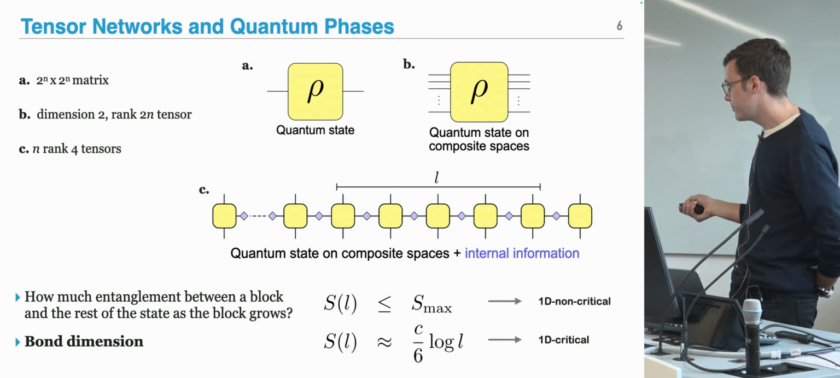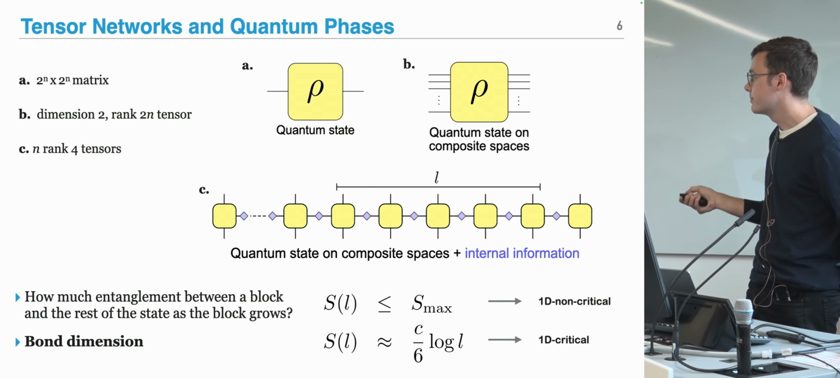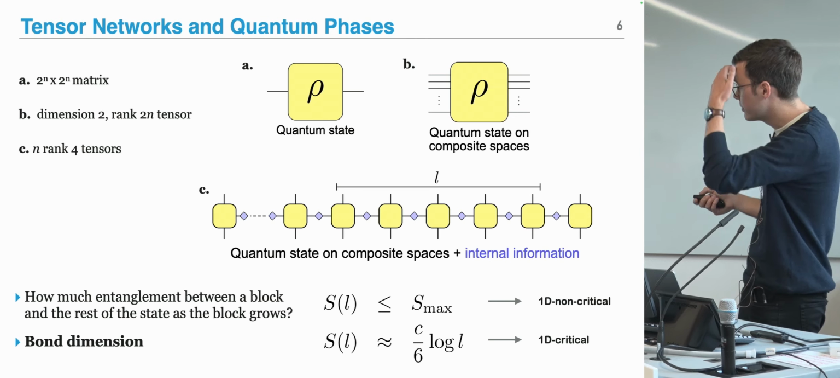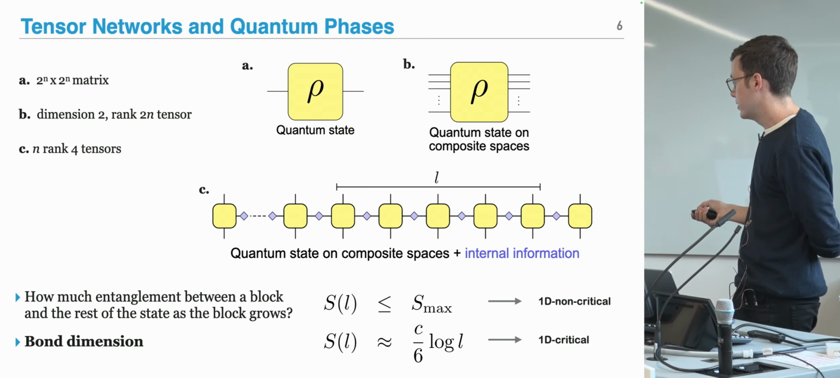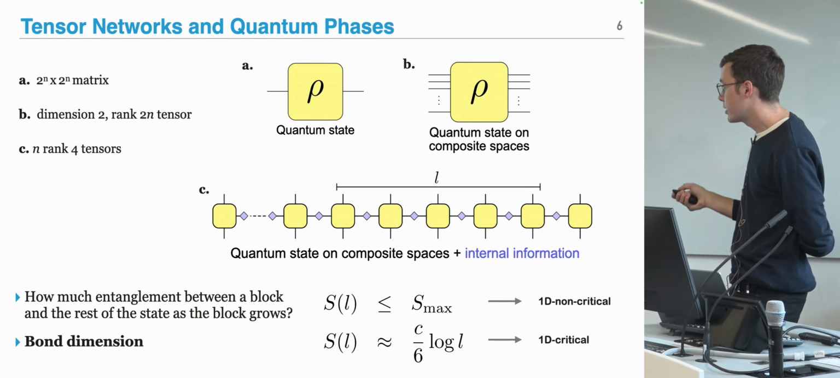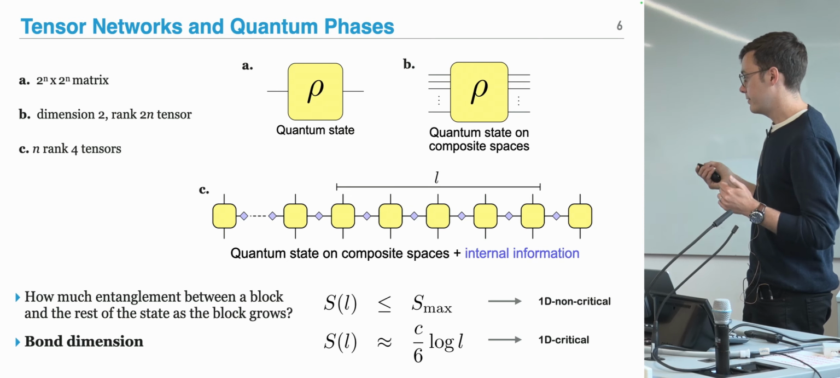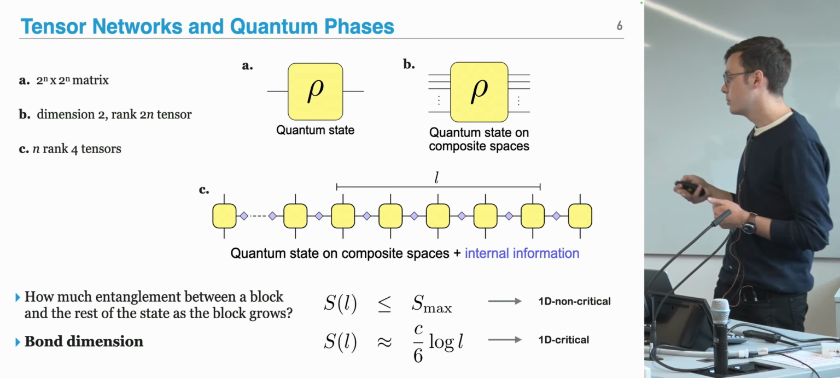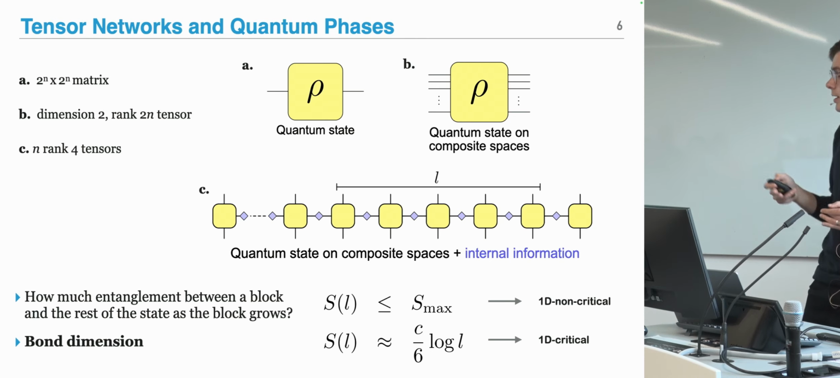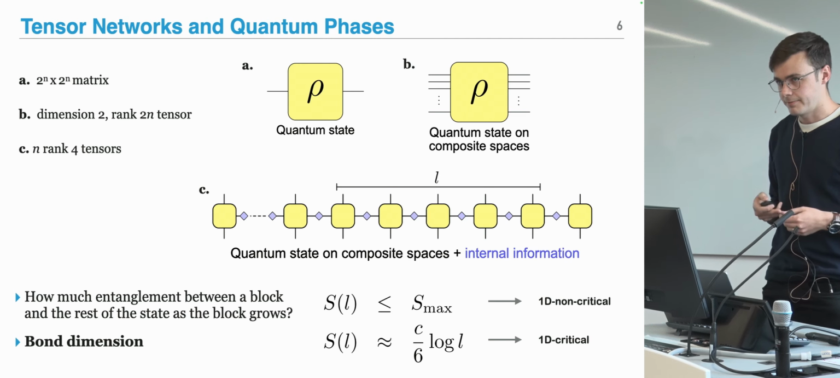So there are two regimes, roughly speaking, that we might like to think about. The first regime that I've just discussed is the regime in which we have some fixed amount of correlation, some fixed amount of information shared between the block and the rest of the state as I increase the size of the block. And this is what's referred to as a non-critical state. Conversely, if the amount of entanglement between some block and the remainder of the state grows extensively with the size of the block, then this is referred to as a 1D critical state. In particular, the distinction is that we have, on the one hand, short-range entangled states, and on the other hand, long-range entangled states. And these two are sometimes referred to as different quantum phases.